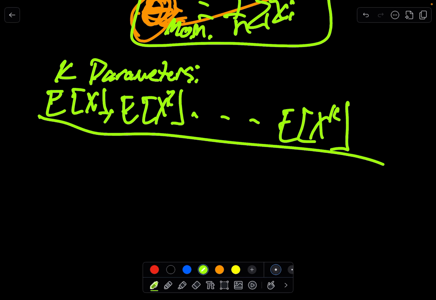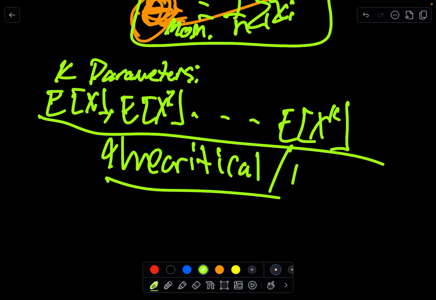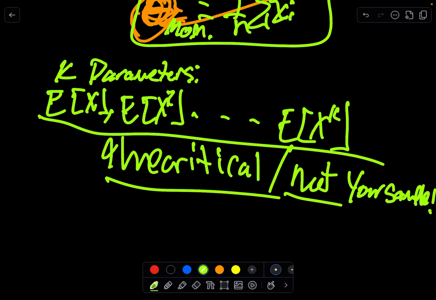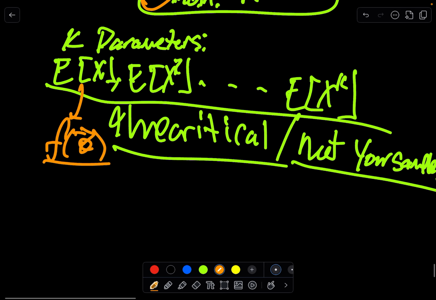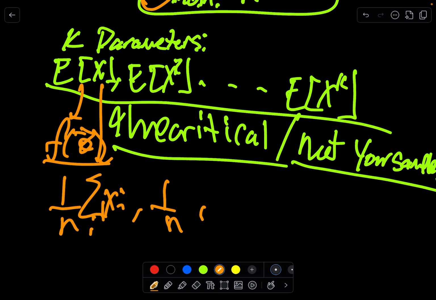basically the idea here is this is theoretical, not your sample. And if it's theoretical, it doesn't help us, because it's just some function of theta, our theta vector. It can't actually help us compute what these theta should be. So instead, we estimate it with the corresponding sample, the empirical. So we estimate this with our empirical moments.